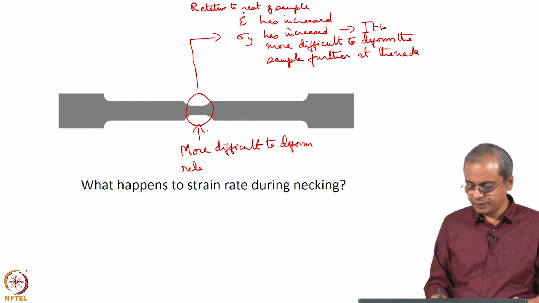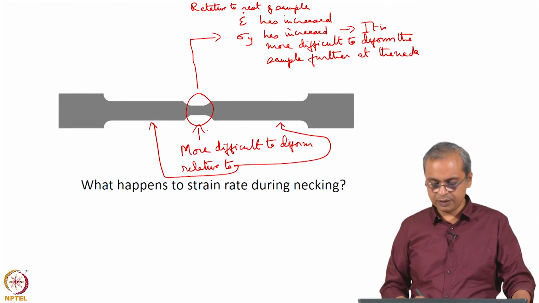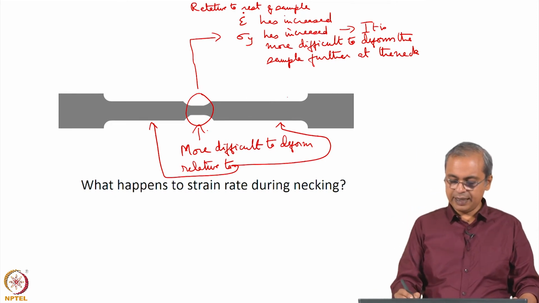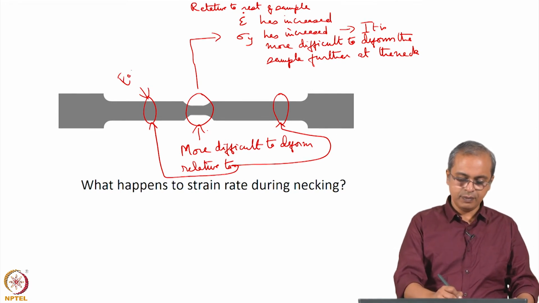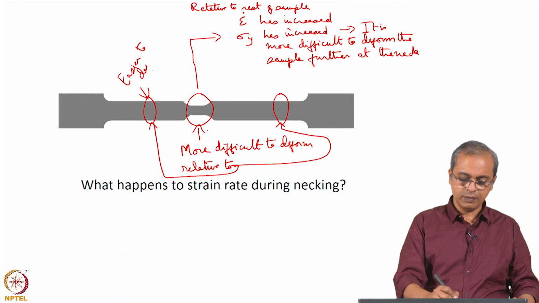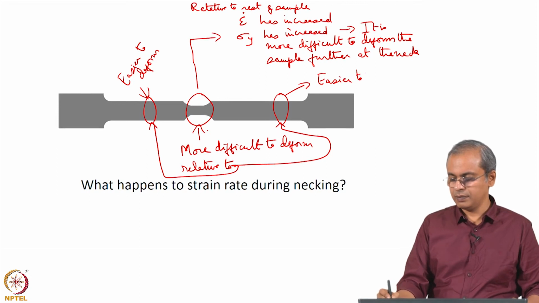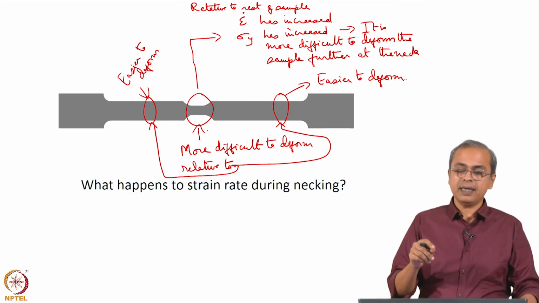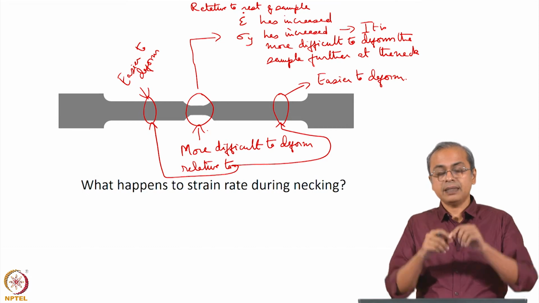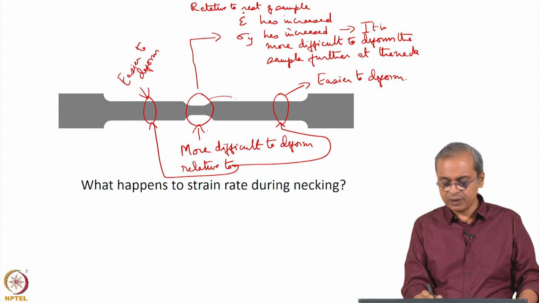Relative to this region, you can see both these regions are easier to deform, these two regions are easier to deform. This is also easier to deform. Therefore, interestingly, even though you have formed the neck, it is no longer easy to deform the neck further, rather you start distributing this deformation into this region.